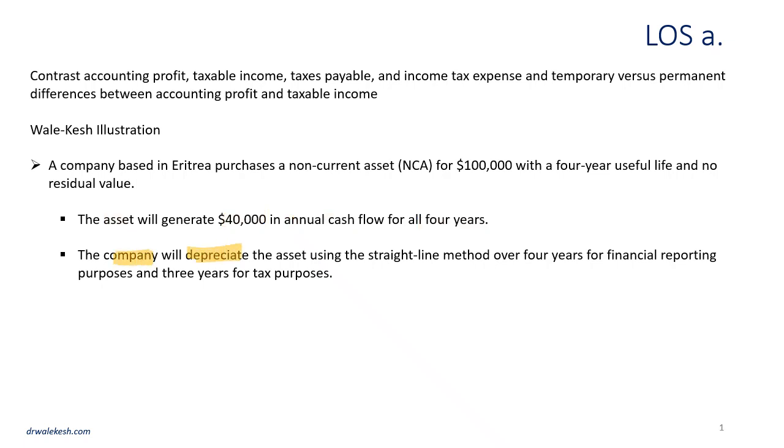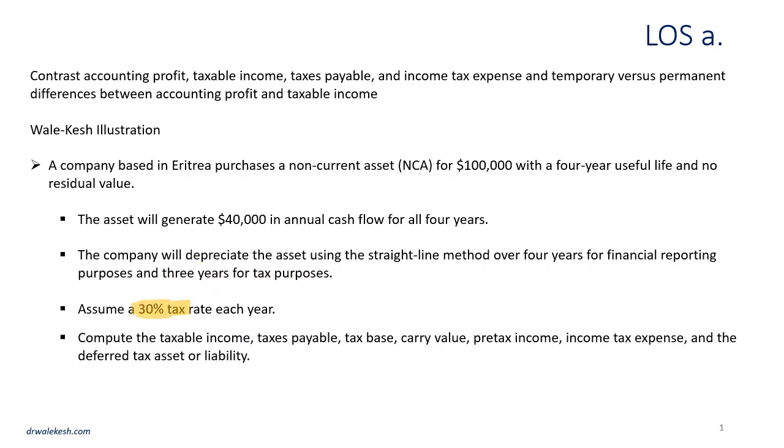The company will depreciate the asset using straight line method over 4 years for financial reporting purposes, but for tax purposes, the company will depreciate the non-current assets over 3 years. Let us assume that the tax rate is 30% each year. We were asked to compute all of this. We would get started with the computation on the next slide.